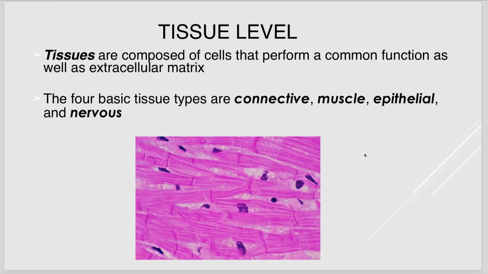Now, when cells come together to perform a specific task or a common function, they are called a tissue. And tissues also have extracellular matrix, so there is stuff between these cells that are coming together. And there are 4 basic tissue types. There's connective, muscle, epithelial, and nervous tissue, which we will talk about in a little bit.